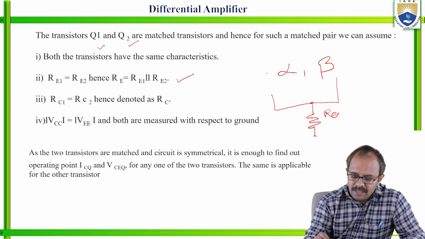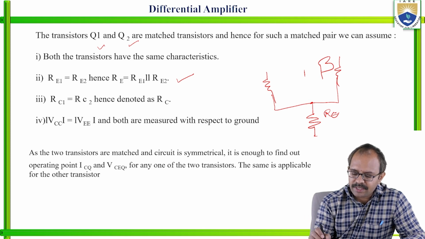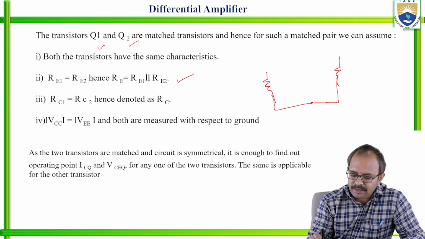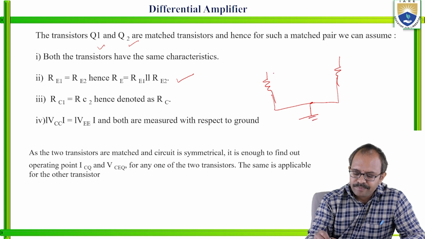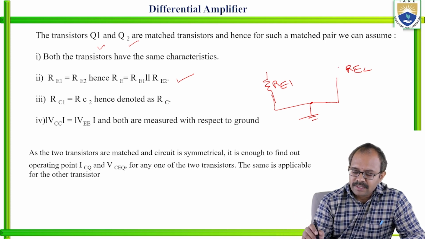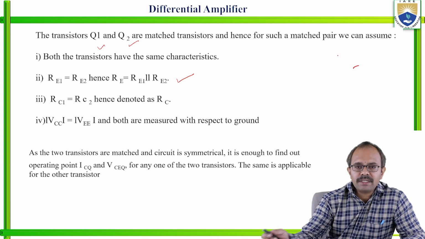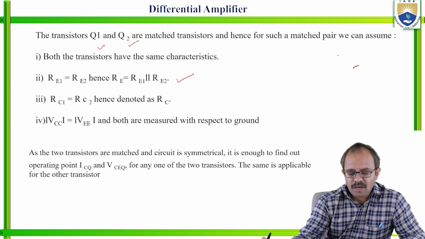So what is the meaning here? Individually, every emitter terminal is going to have a resistor here, and they are going to meet at a point here where the circuit is going to ground. So this is RE1 and this is RE2. They are connected at a point, and the net emitter resistance is assumed to be the parallel combination of the individual emitter resistances, that is RE1 and RE2.